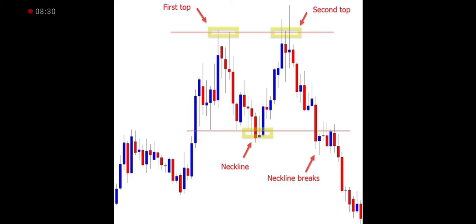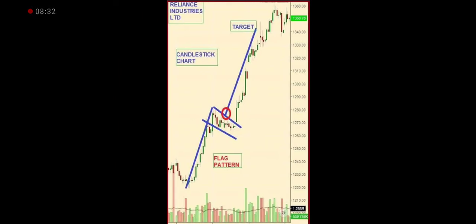Now let's move to what we have next. The flag pattern. This is the bullish flag pattern. You can also call it the continuation pattern, but it is generally called the flag pattern. Once you spot a flag in a chart, especially a bullish flag, it is just trying to tell you that okay, we are actually continuing this movement. We are actually going to the upside.